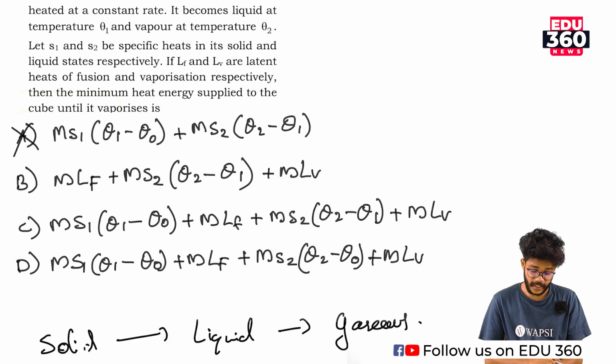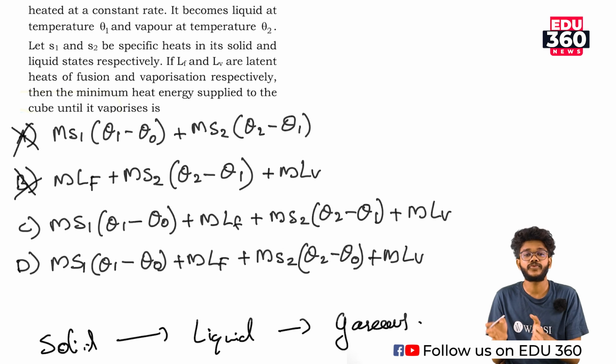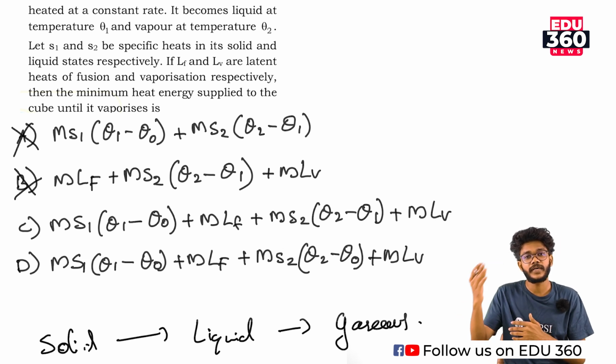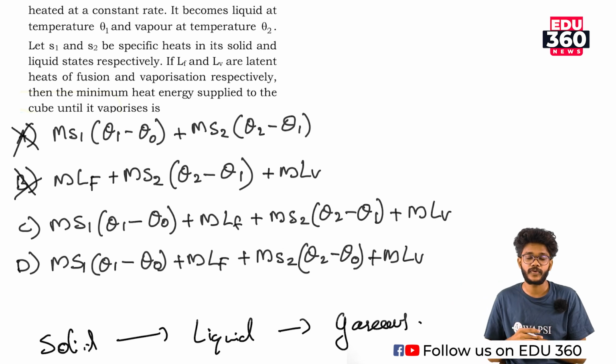So theta 1 minus theta 0 into ms1, so we can cut the second equation, and then we want a latent heat of vaporization to be there. So option C and option D have that. Comparing C and D, in C it is theta 2 minus theta 1, and in D it is theta 2 minus theta 0. Why do we want to take theta 2 minus theta 0? Theta 2 is the temperature after the vaporization. So we don't need to bother about theta 0 when we reach vaporization.